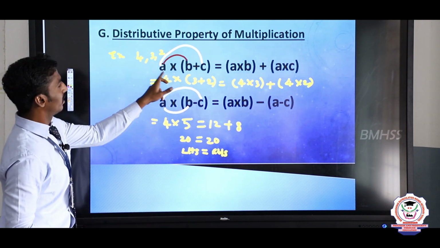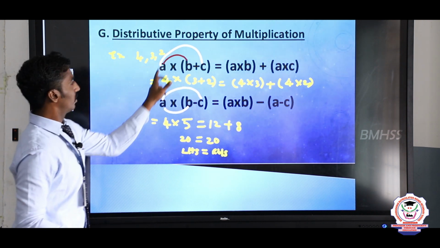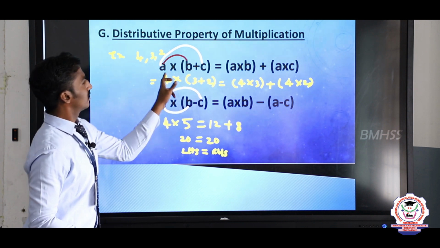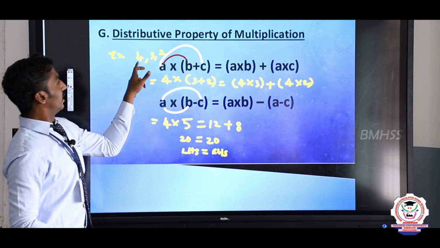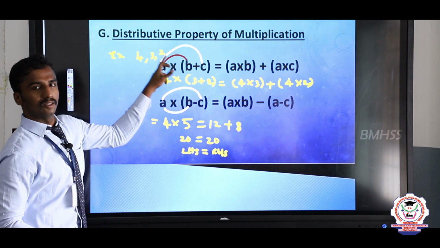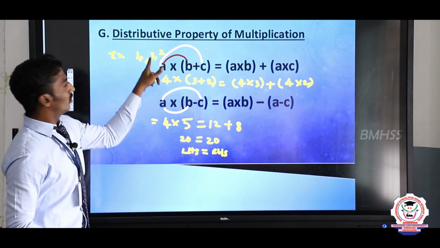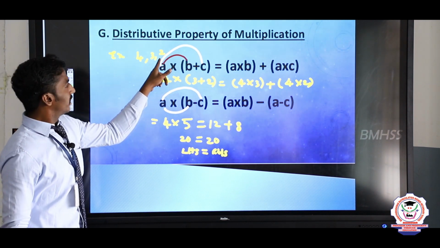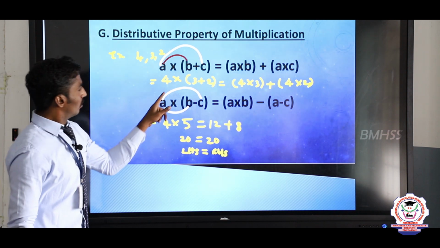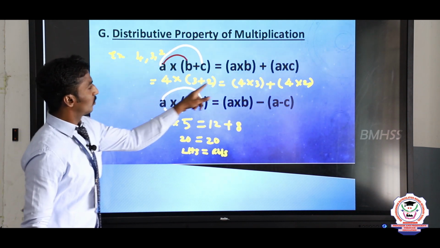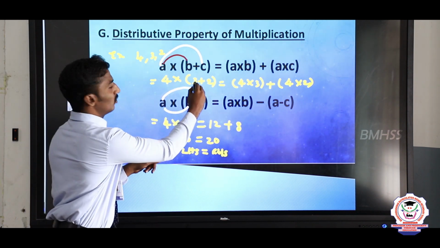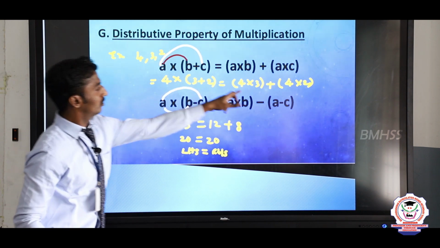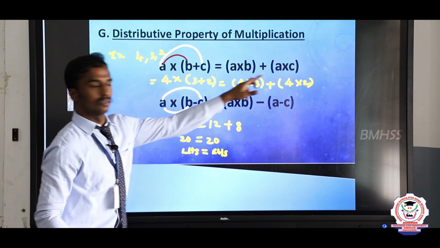Listen one more time, A into B plus C equals A into B plus A into C. Three numbers 4, 3, 2. A equal to 4, B equal to 3, C equal to 2. So 4 into 3 plus 2 equal to 4 into 3 plus 4 into 2.